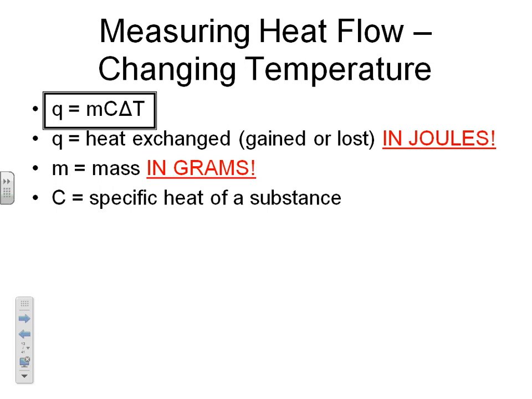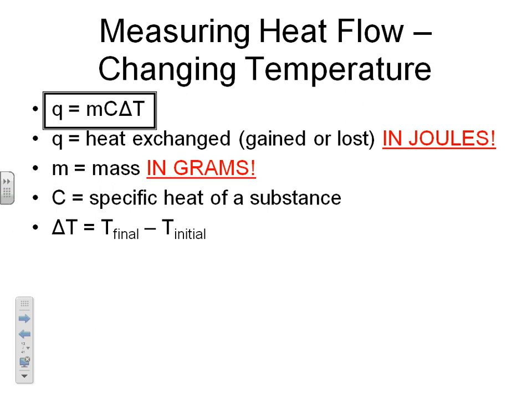Capital C is the specific heat of a substance. For water, C is 4.18 joules per gram degree Kelvin. If you have a different substance, it will not be 4.18. It's kind of like density. It's like freezing point. It's like boiling point. Specific heat is very specific to whatever substance it is that you're working with.